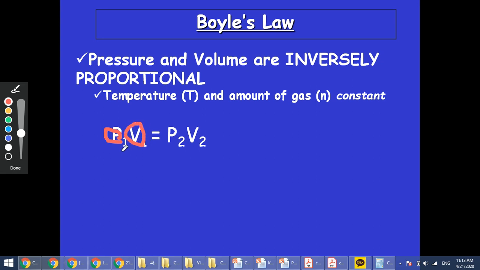Now, the question is, what do those little subscripts 1 and 2 represent? These subscripts compare two different situations or two different conditions. So when the P and V on the left side are tied together by the 1, we are referring to the pressure and the volume for the first condition. And when you tie the P and V on the right together by the subscript number 2, we are saying that the pressure and volume are for condition number 2, which is different from condition number 1.